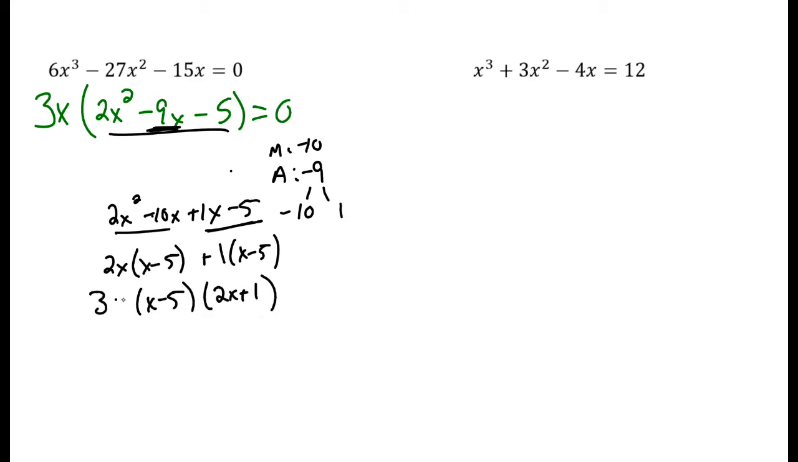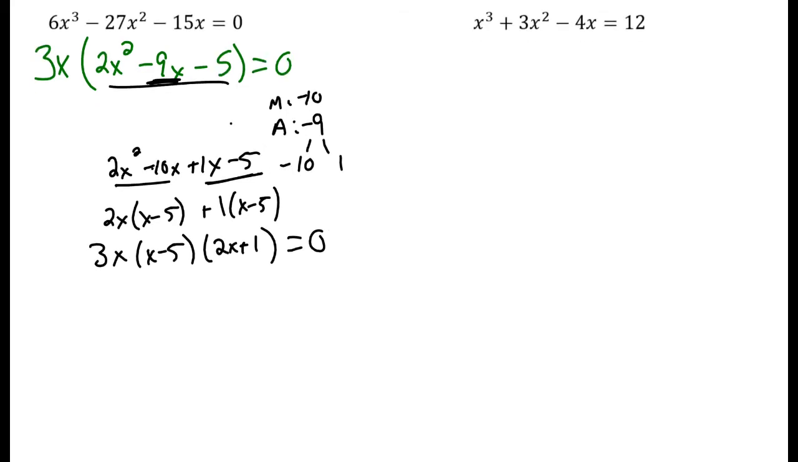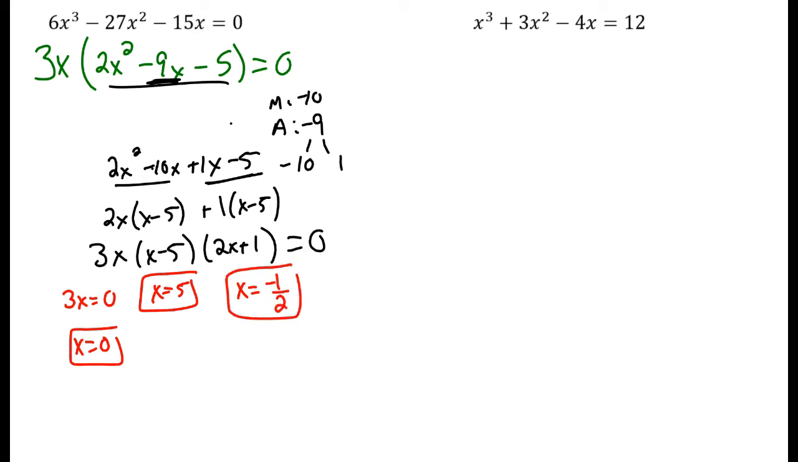Don't forget that 3x comes along for the ride, equals 0. It's set equal to 0. It's now factored completely, so we use the zero product property. 3x equals 0 means x equals 0. I get x equals 5 from that factor, and for the last factor, subtract 1, divide by 2, x equals negative 1/2. Those are my 3 solutions to that polynomial equation there.